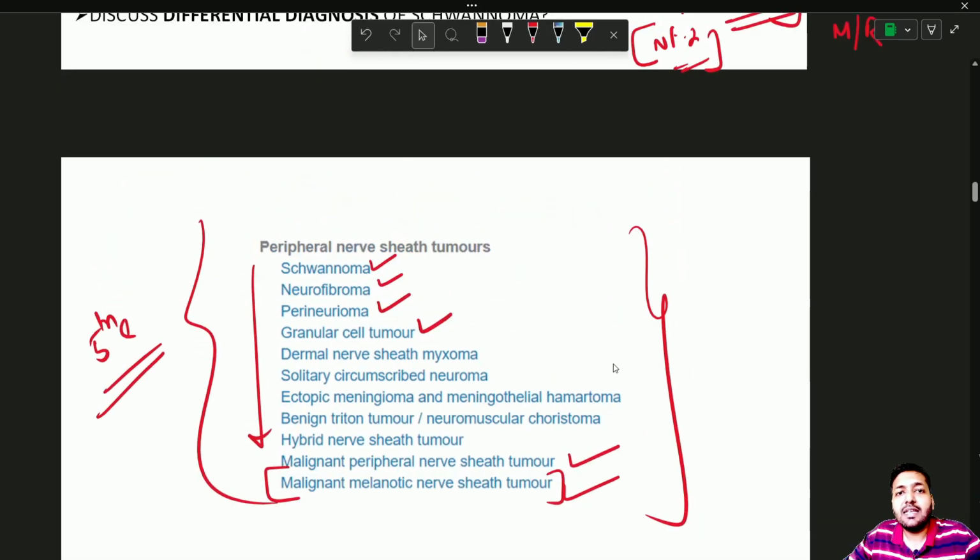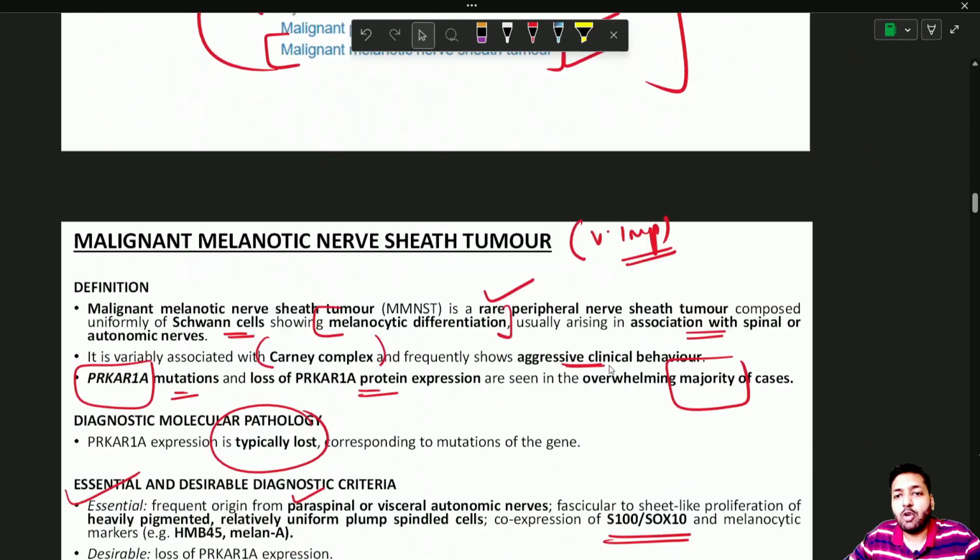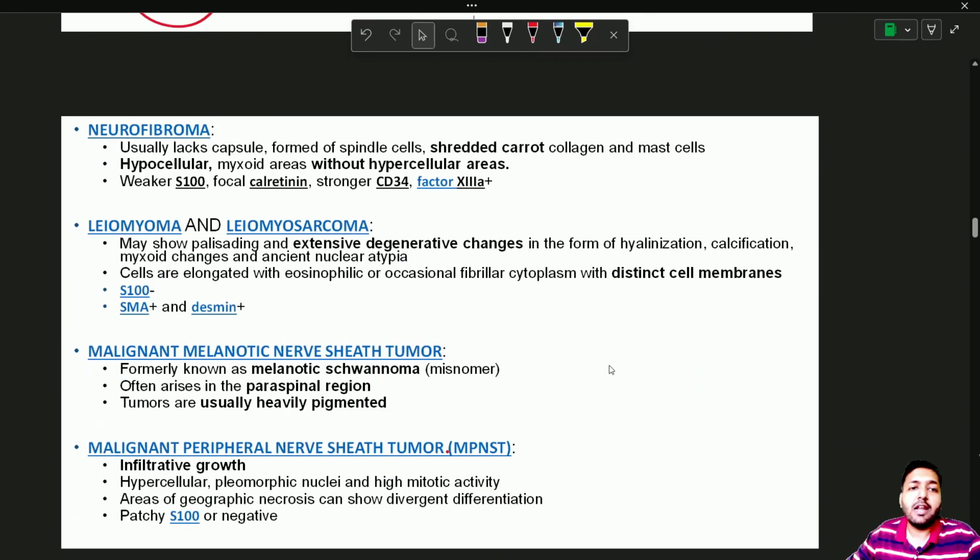Now, lastly, coming to the differential diagnosis of schwannoma. So, what are the differential diagnoses? The most important differential diagnosis is neurofibroma. So, neurofibroma, in contrast to schwannomas, they do not have a capsule. Again, they have a pattern of background collagen, which gives an appearance of shredded carrot collagen. Okay, and they are composed of mast cells.